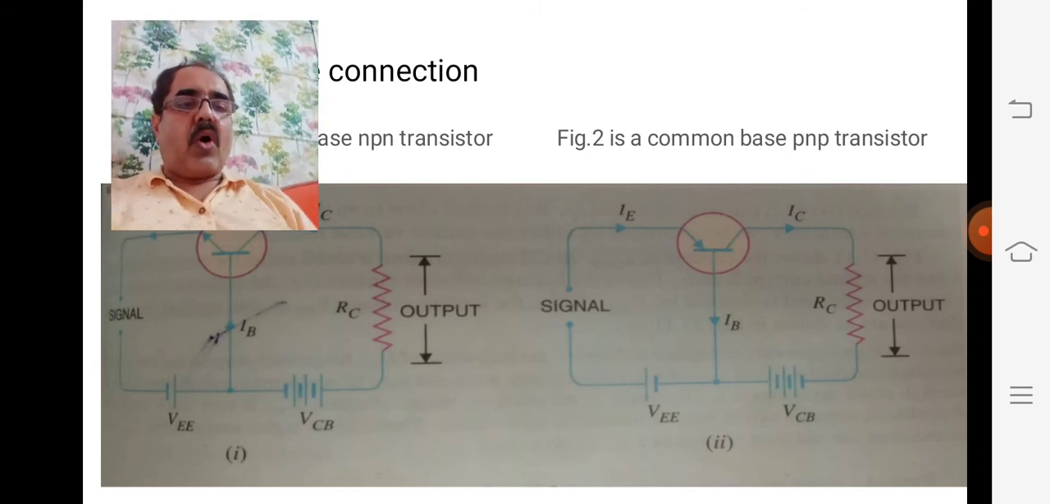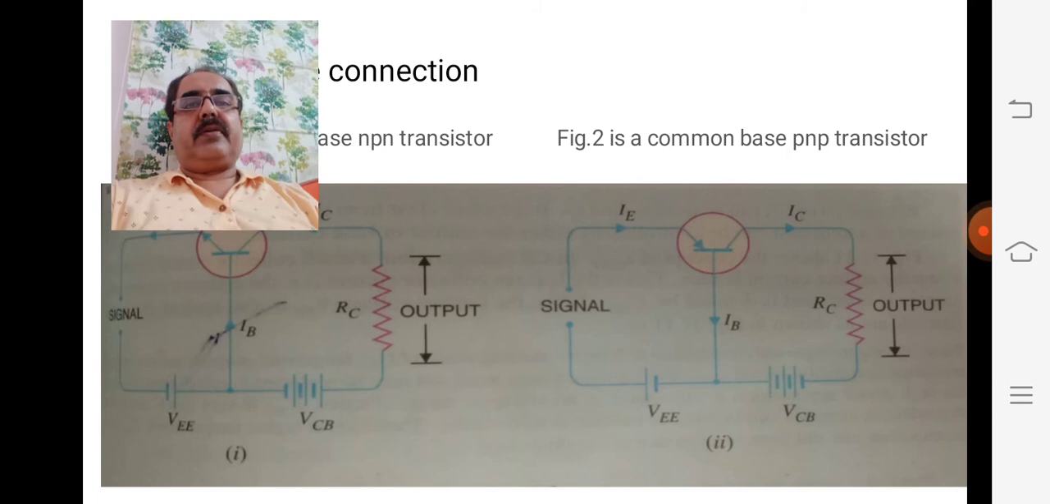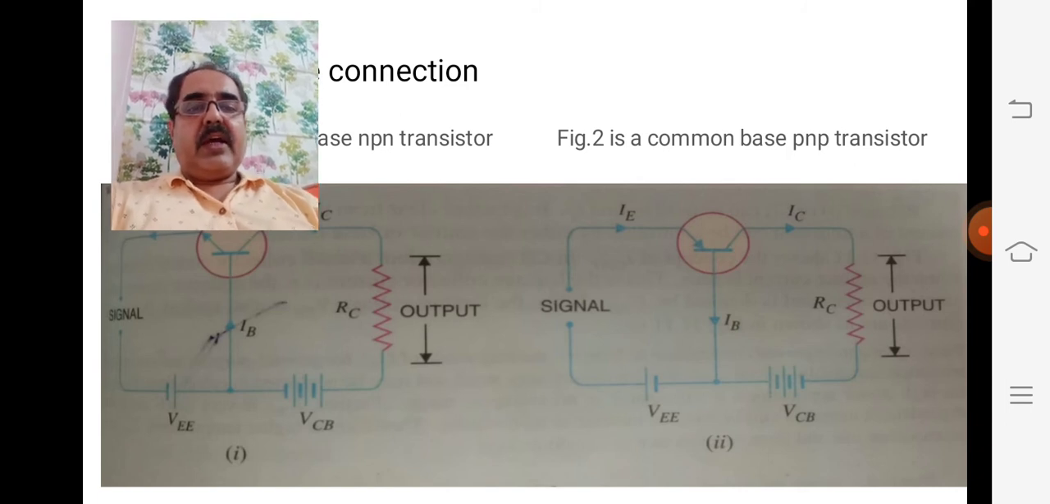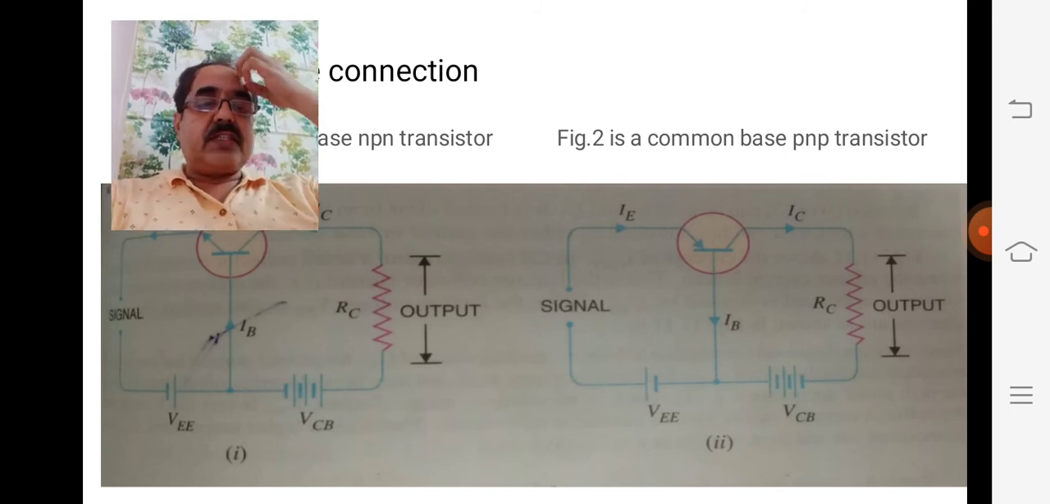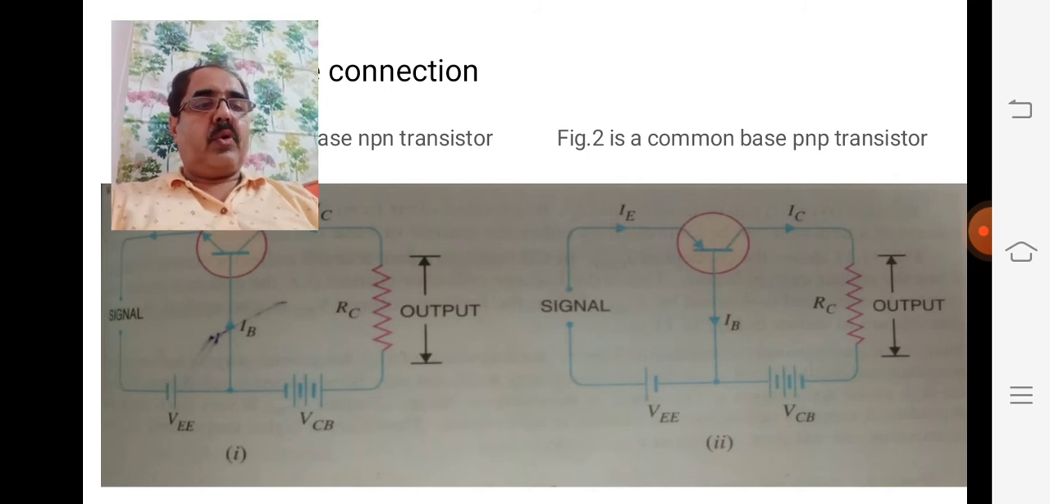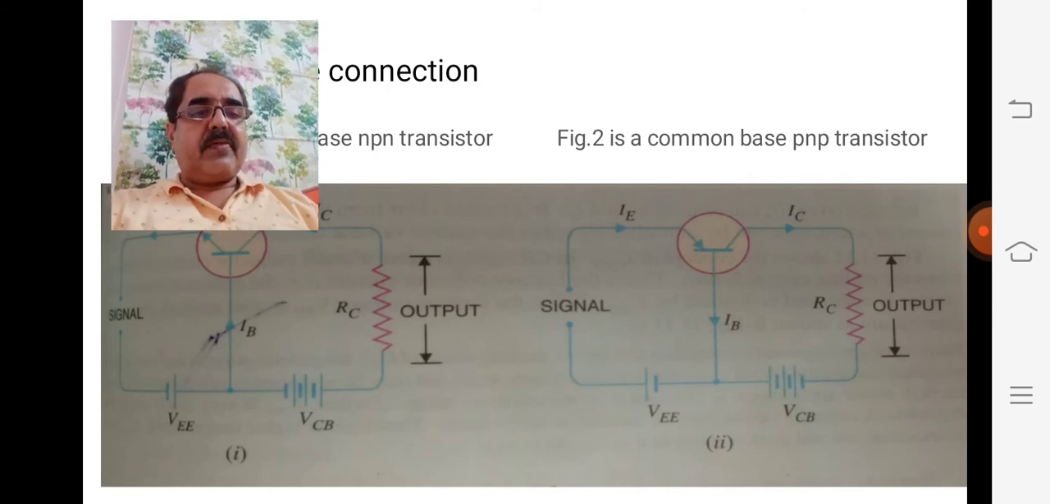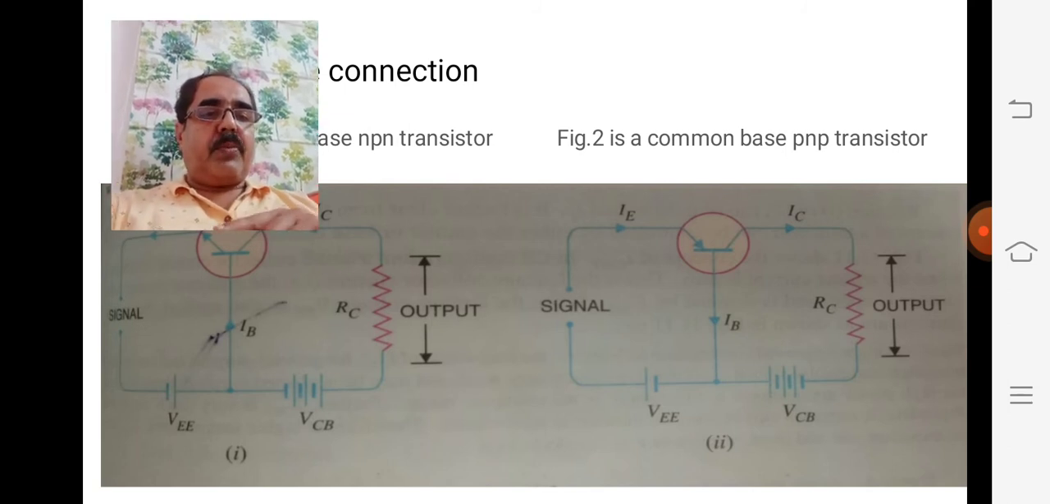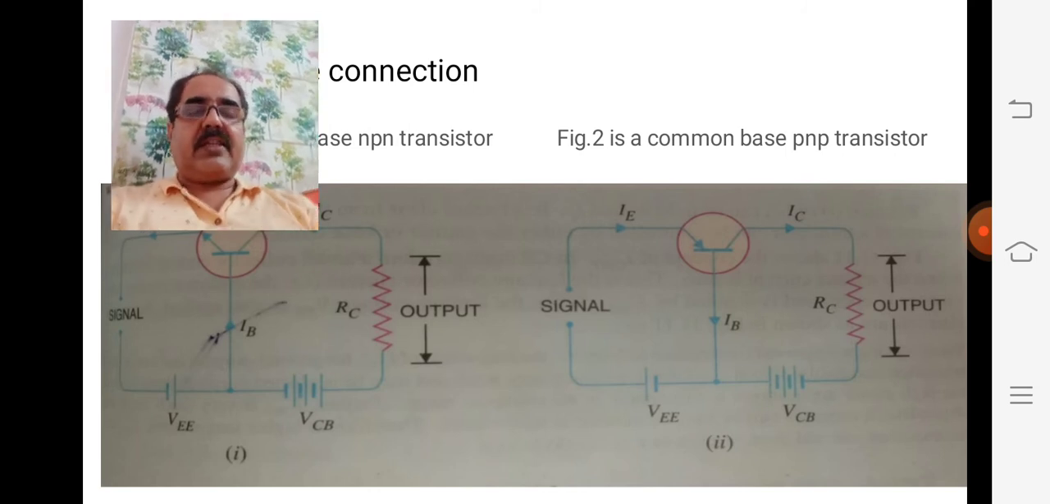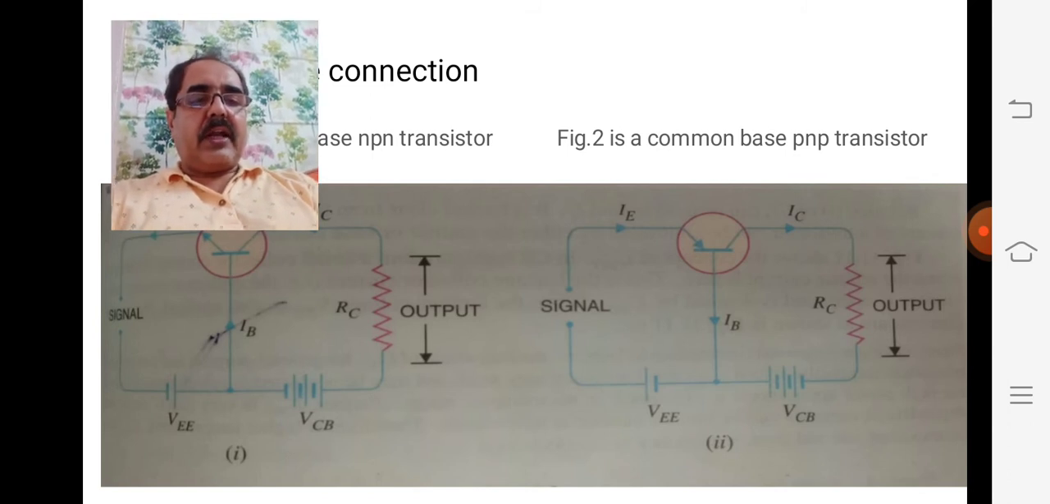Next we have to consider the current amplification factor. It is the ratio of output current to input current. Its symbol is alpha. In the common base connection, the input current is the emitter current, IE, and the output current is the collector current, IC.